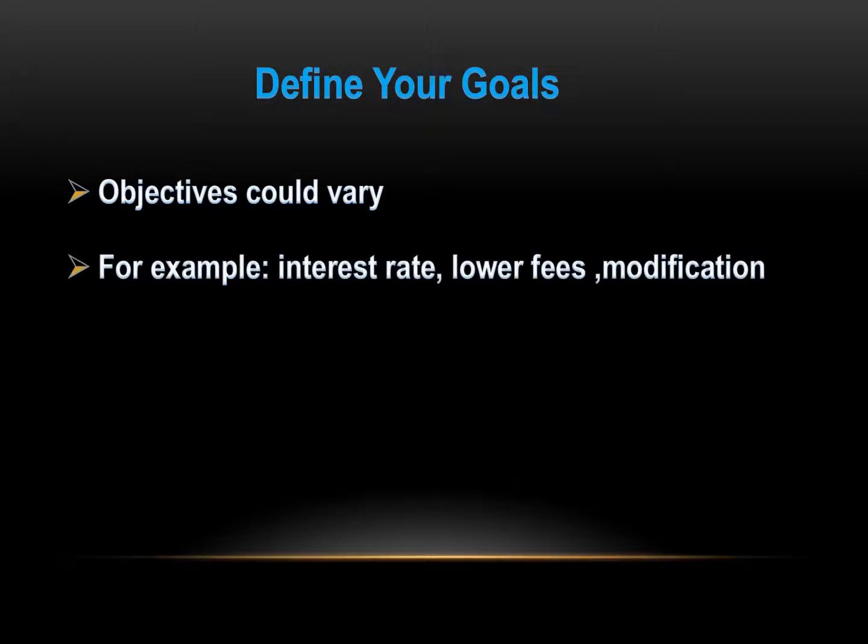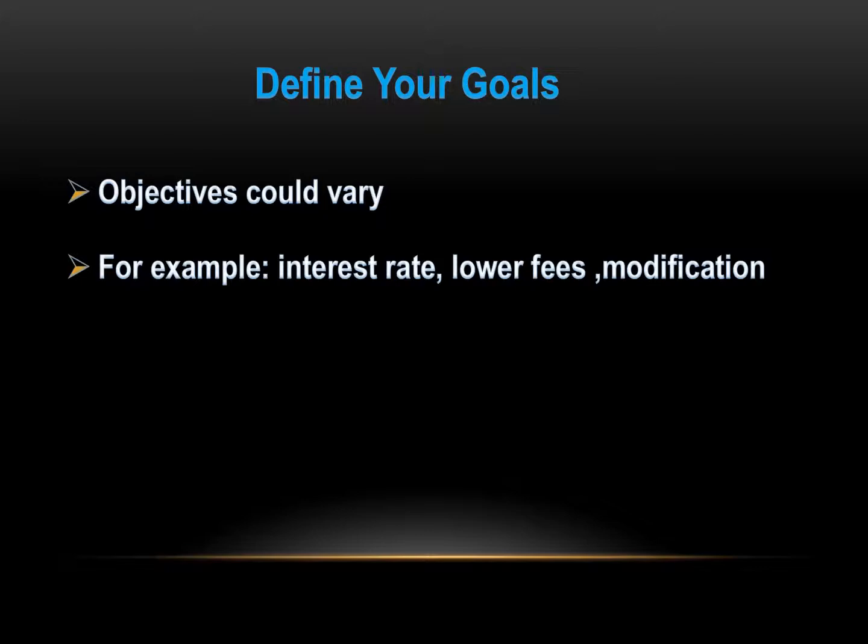Your objectives could vary. You could negotiate a lower interest rate, lower fees, or if you have already contracted the mortgage, a modification of your contract. Your contract may already be in place, but if you stumble upon a more favorable term at another bank, you can negotiate to update your contract.